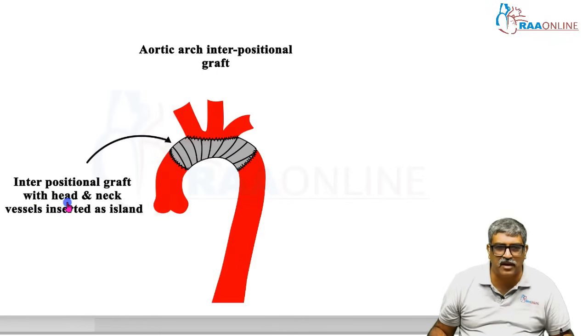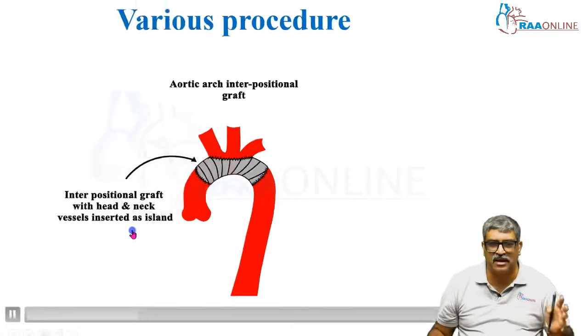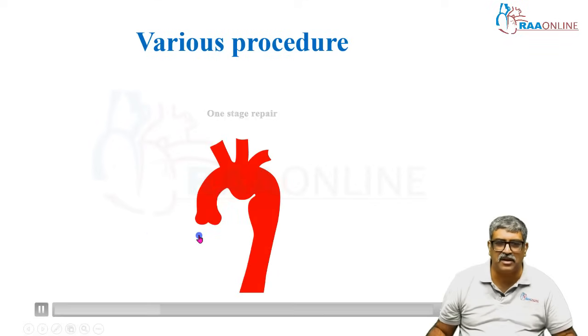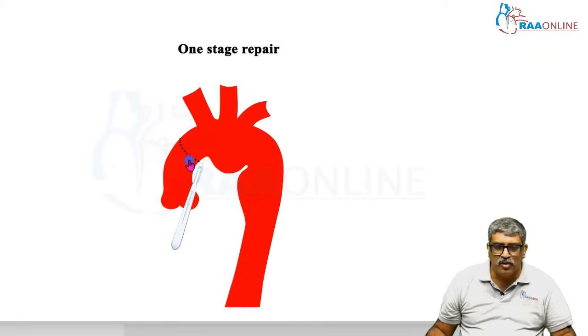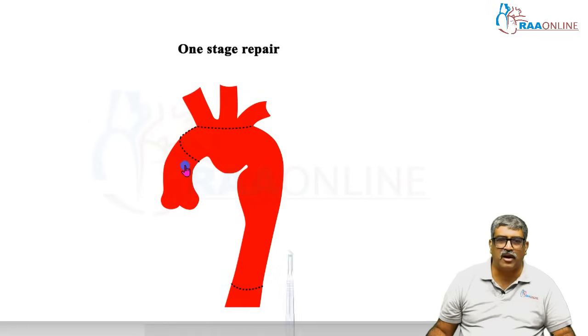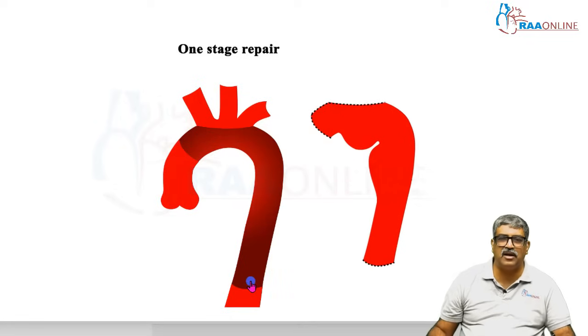It is an interpositional graft with head and neck vessels inserted as an island. That is a simple procedure. Now coming to one stage repair, where you do a large conduit. The conduit is replacing the entire thoracic aorta from the proximal to the distal end of the aorta.